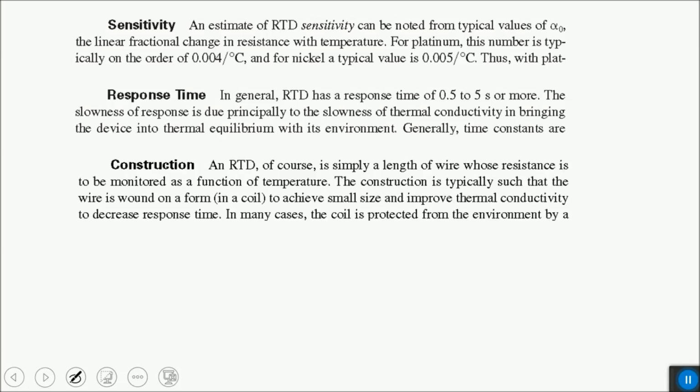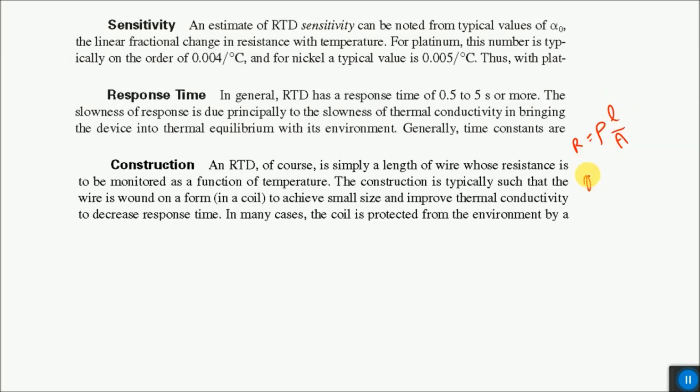Then we have the construction of an RTD. An RTD is simply a length of wire whose resistance is to be monitored, and the more the length, the more the resistance and the more the sensitivity, based on the formula R equals rho L over A. So the higher the length, the lower the area, the greater the resistance, and the greater the resistance, the greater the sensitivity.